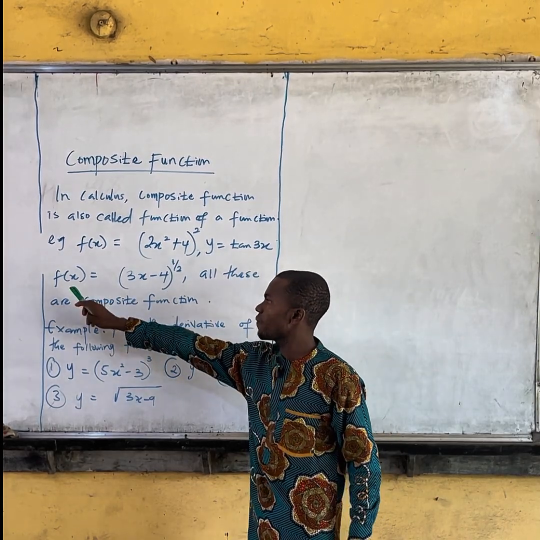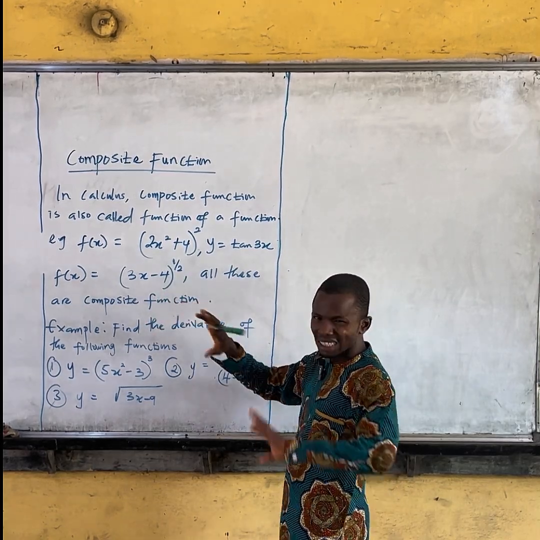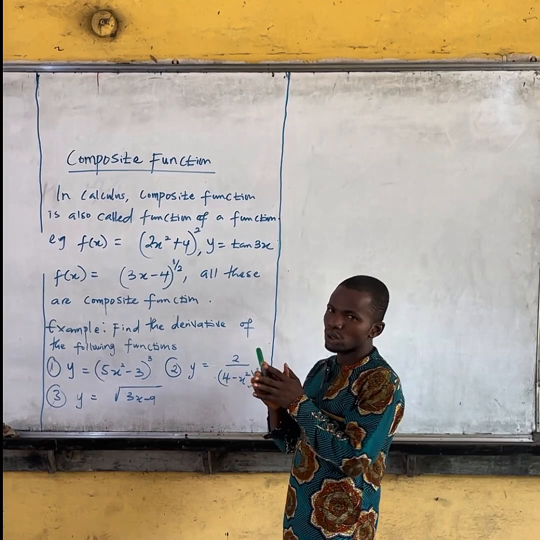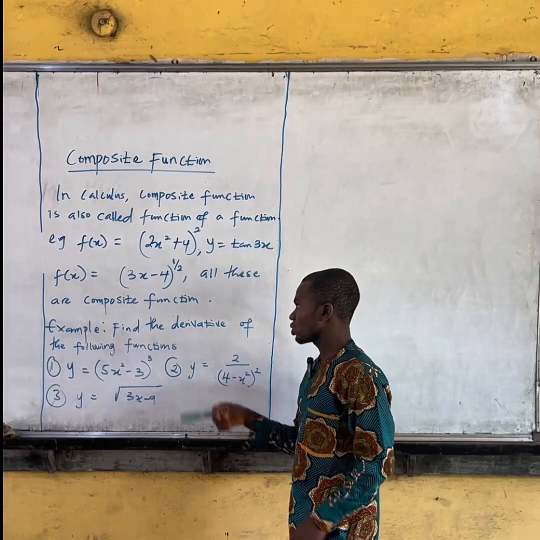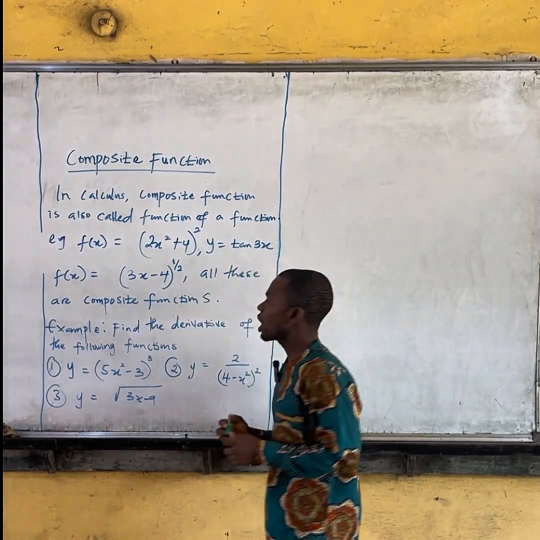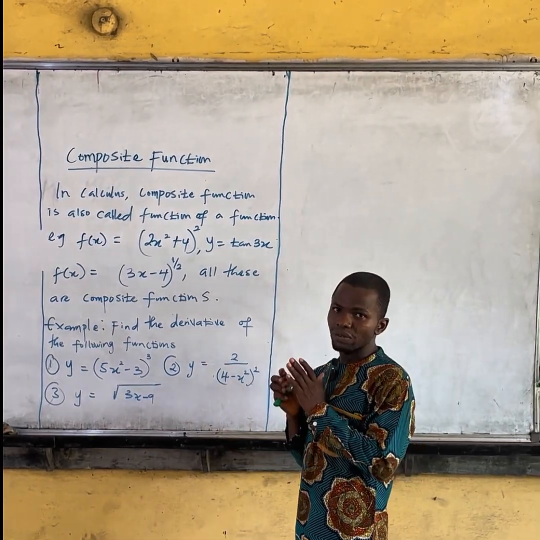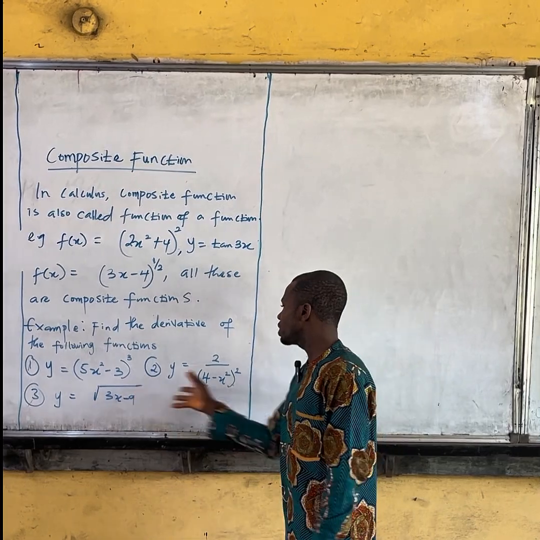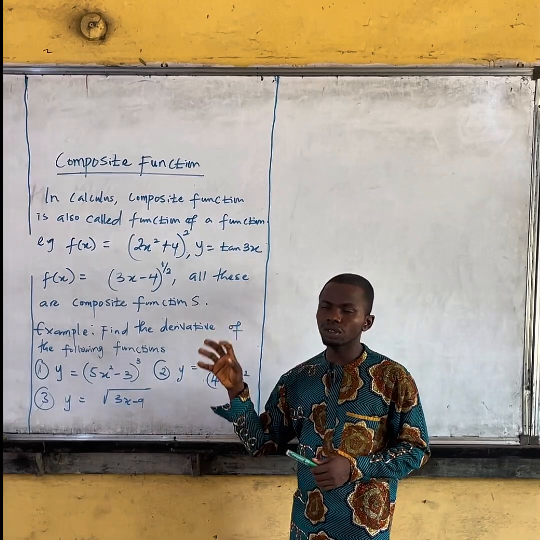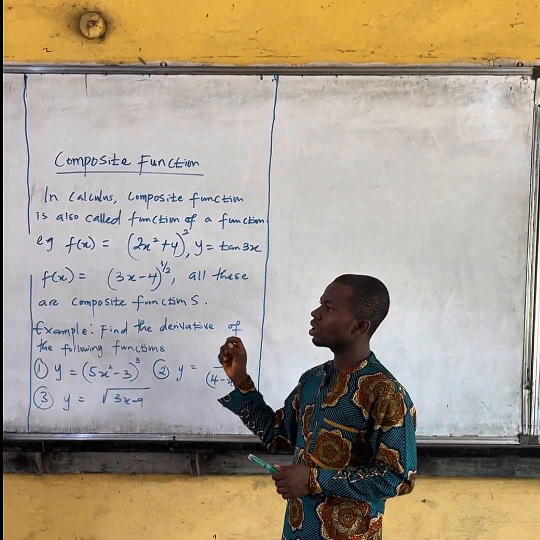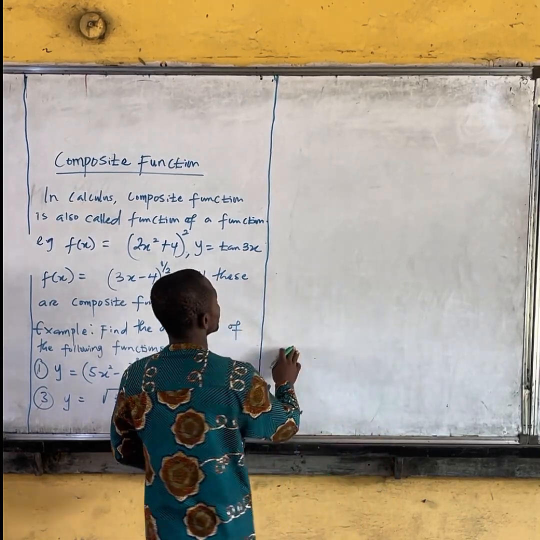Look at this also. f of x equal 3x minus 4 raised to the power of half. It has been composed. So the only way to solve this is using chain rule. We are going there. So all these are composite functions. Now, example, find the derivative of the following functions. We want to find the derivative, which means dy over dx of these functions. How can we find the derivative? It's not hard. But for composite function, the standard method is chain rule. So let's go.